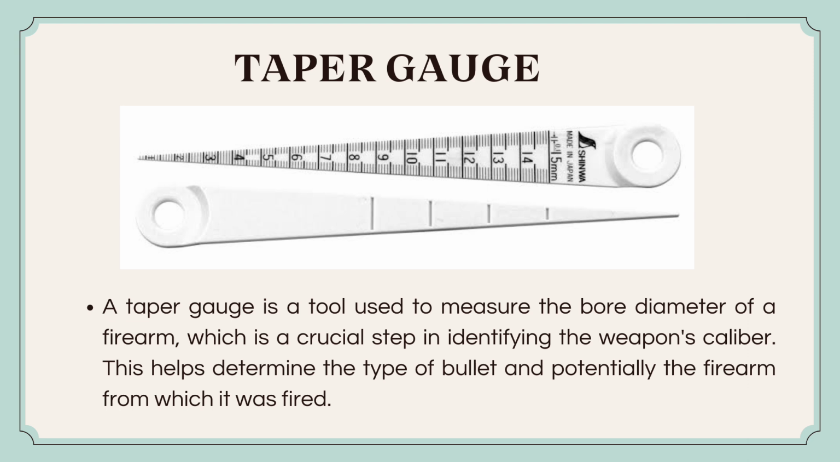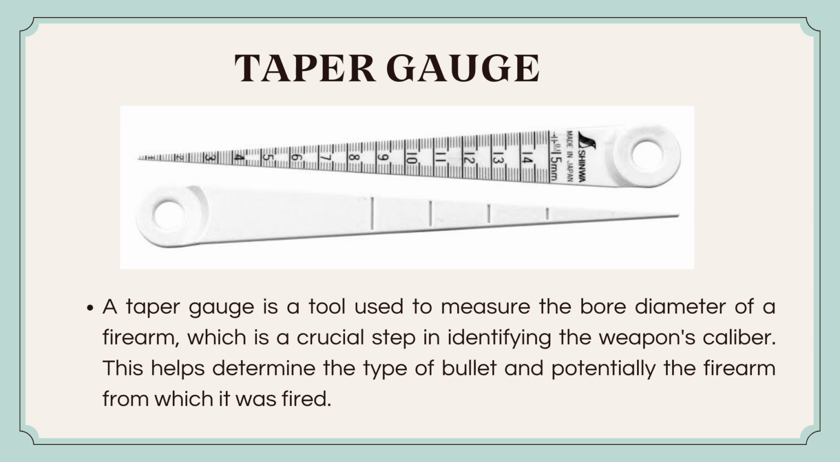A taper gauge in forensic ballistics is a simple, wedge-shaped measuring instrument used primarily for quickly and accurately determining the bore diameter or the caliber of a firearm's barrel. The taper gauge is applied during the initial examination of a recovered firearm, specifically for the rapid and direct determination of the bore diameter or the caliber of the barrel.